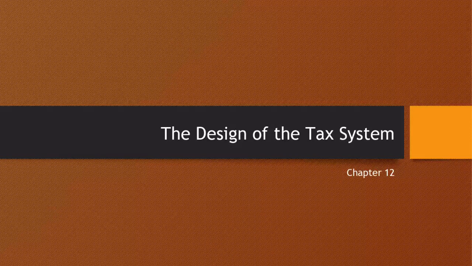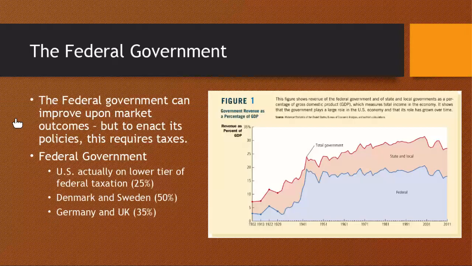So first off, let's look at the federal government. The federal government ultimately is the U.S. national government, right? So this is Congress, the White House, the Supreme Court, and all their associated branches. The federal government and Congress operate through collecting taxes in order to provide the services that they then offer and to enforce the regulations required to make them healthy. So we know that the federal government can improve upon market outcomes, but to enact its policies, this requires taxes. So the federal government for the United States actually relies on a lower federal taxation.